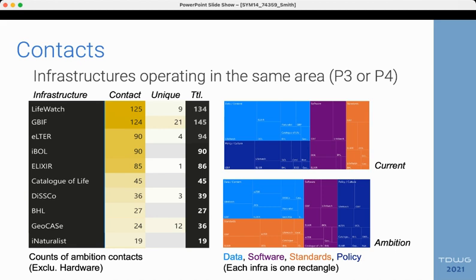And then we can start to look at contacts. So if you break down the precise combination of what an infrastructure is doing across those different phases and categories of activity, you can count up how those are shared with other infrastructures. And you can see in this sorted list on the left, so this is just for activities that we call predominant. And it also excludes hardware because we were a bit nervous about the way that people have defined hardware. But you can see that some infrastructures have got a lot of uniqueness, some perhaps a bit less so. And we can also see where precisely they're operating under those data, software, standards and policy areas, where each of those infrastructures are working now and again into the future.